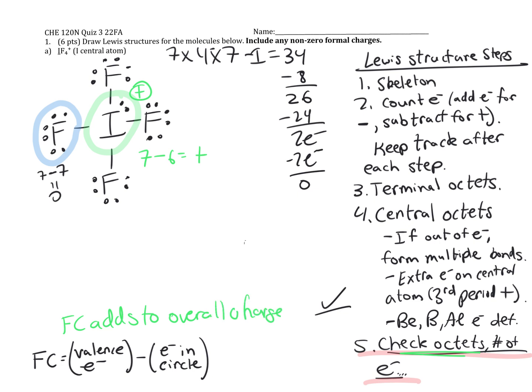And so again, another check that you have the right structure is just to check those formal charges. I have a +1 formal charge on iodine. I know my overall ion has to have a +1 charge. So this checks out that the formal charge does add up. Another check that I have the correct Lewis structure.